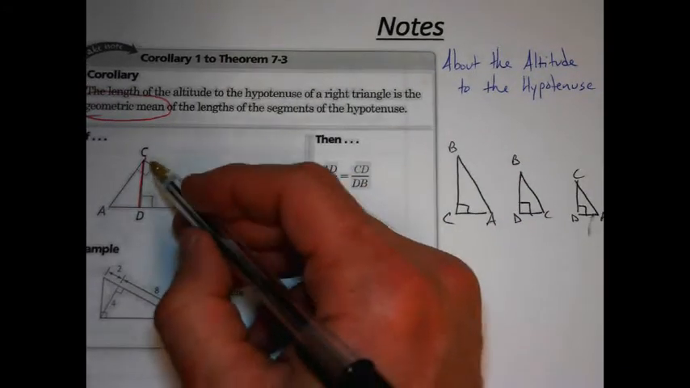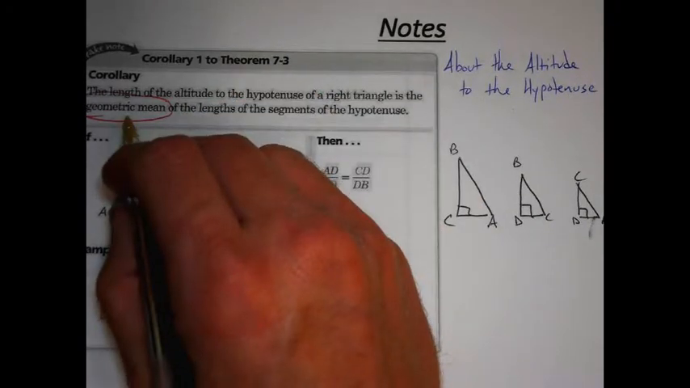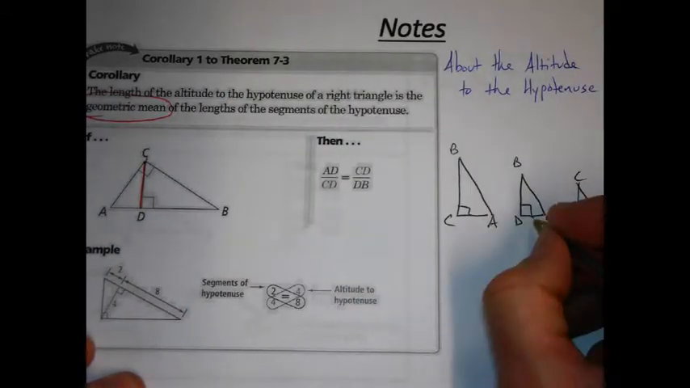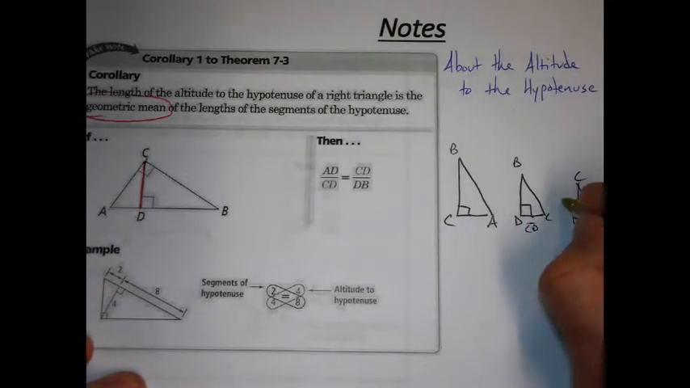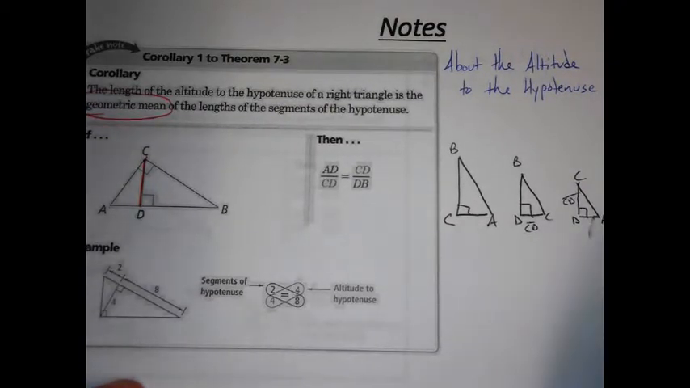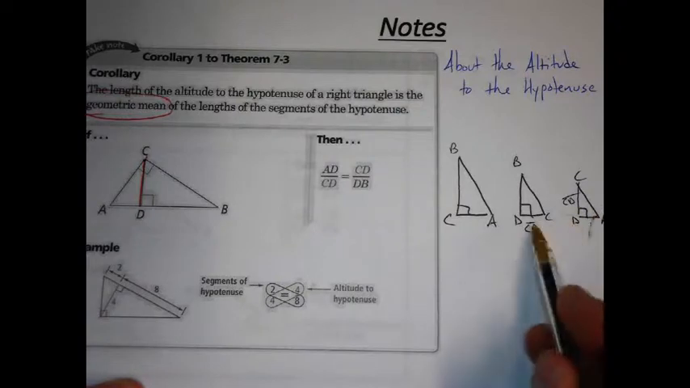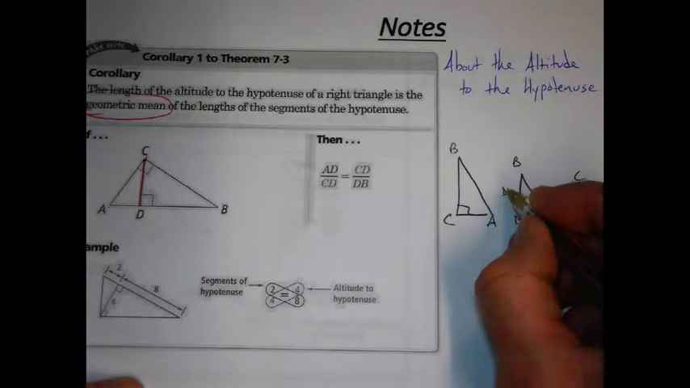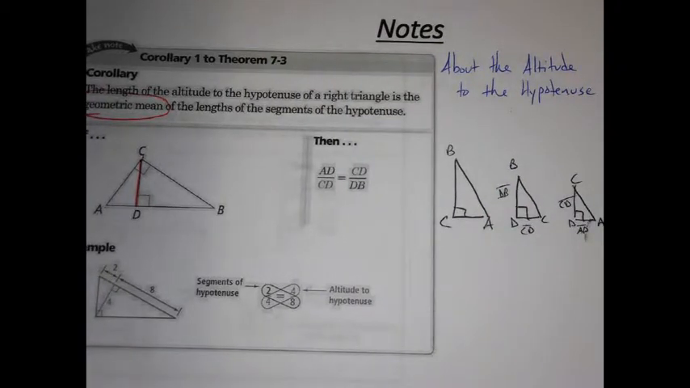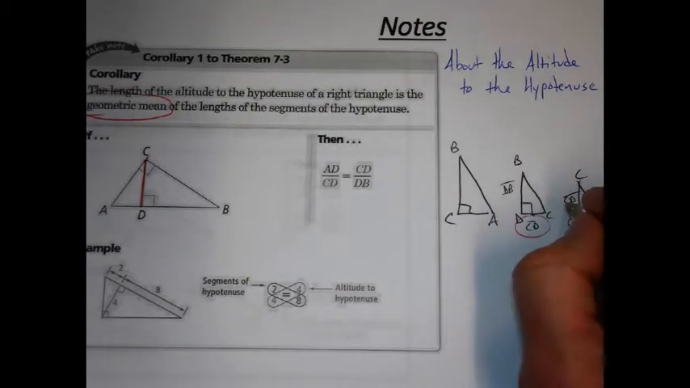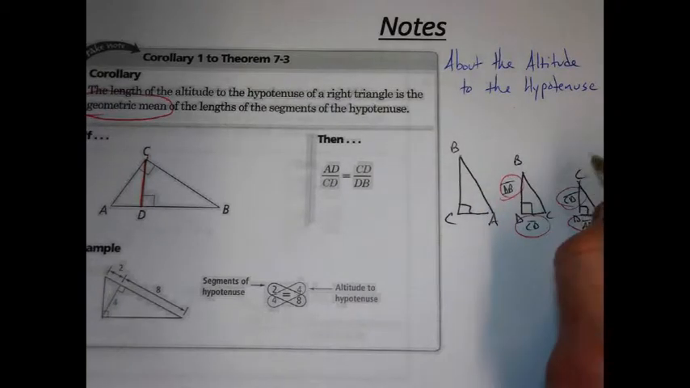Now, taking a look at the altitude to the hypotenuse, CD. We have CD here, and CD here. So how are they related? Well, we have a neat little relationship here. The relationship is that the ratio of AD to CD is equal to the ratio of CD to DB. We have to understand what just happened there. When we have our similar triangles, the ratio of AD to CD is equal to the ratio of CD to DB. That's what this is saying.